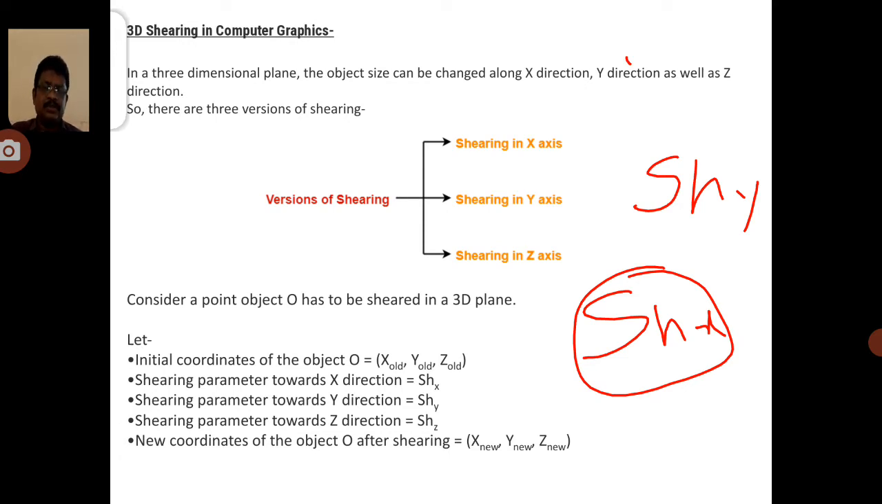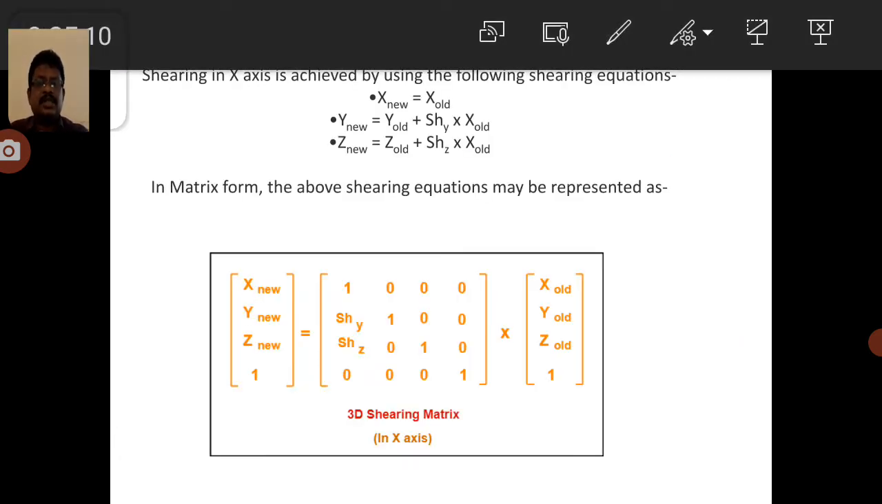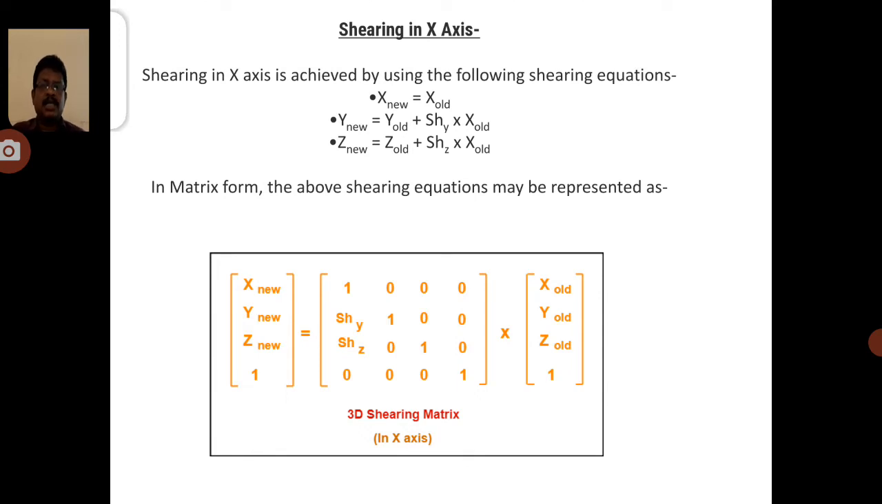Now we are going to find the new coordinates of the given object using the shearing technique. After completion of the shearing technique, the new coordinates become x new, y new, and z new. Now we are going to discuss the detailed clarification of this particular shearing. Now we go through shearing in the x axis.